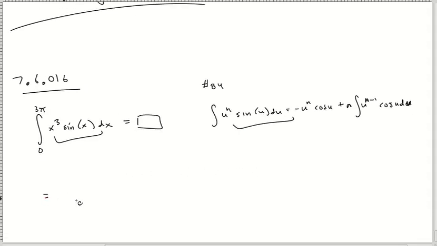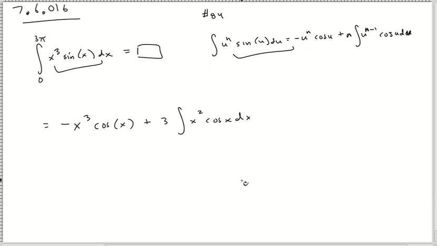Look here, they're the same, so I could basically just copy this down. But where did this come from? How did they get this formula? Any ideas? Yep, integration by parts. So I'm just copying it: negative x cubed cosine of x plus 3 times the integral of x to the 2 cosine of x dx.